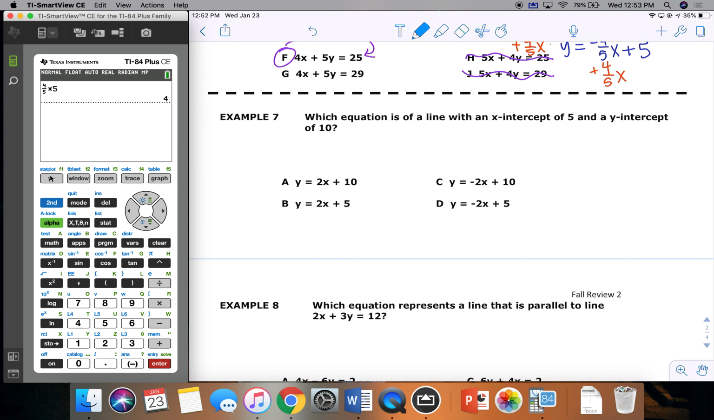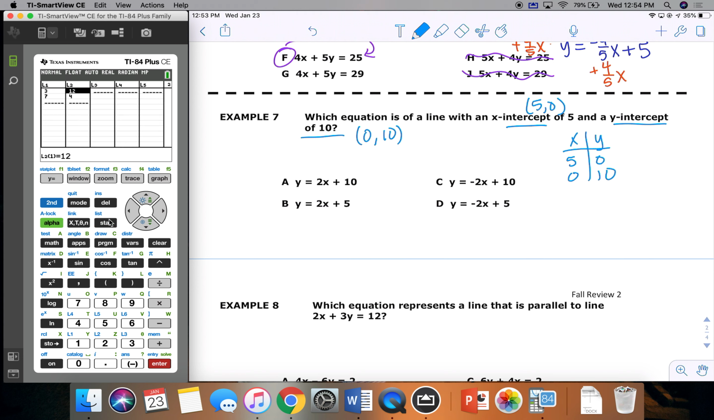Example 7, we have a line with a y-intercept of 10 and x-intercept of 5. So remember, anytime you see the word intercept, it means the other number is 0. So x-intercept means y is 0, y-intercept means x is 0. I have 2 points, so I can plug those into stat edit. So stat edit, I have 5 and 0 as my x's, and 0 and 10 as my y's.